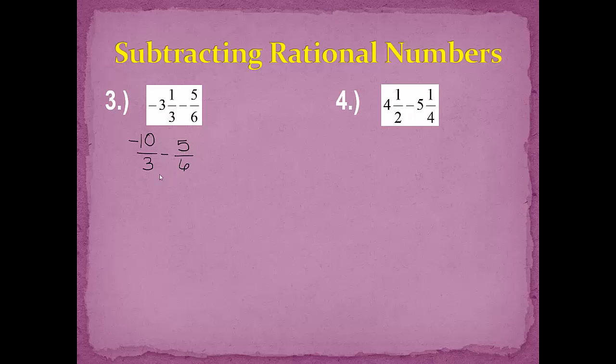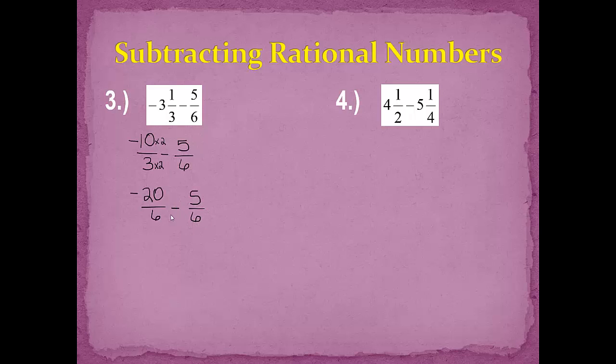My denominators are different, so I'm going to get a common denominator. So I'm going to multiply the first one by 2, because my least common denominator for 3 and 6 would be 6, and 3 times 2 is 6. I will also need to multiply the numerator by 2 as well. So now I have negative 20/6 minus 5/6.